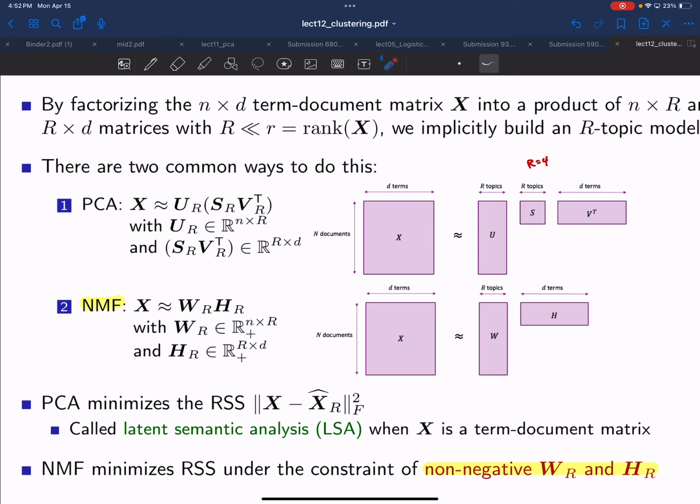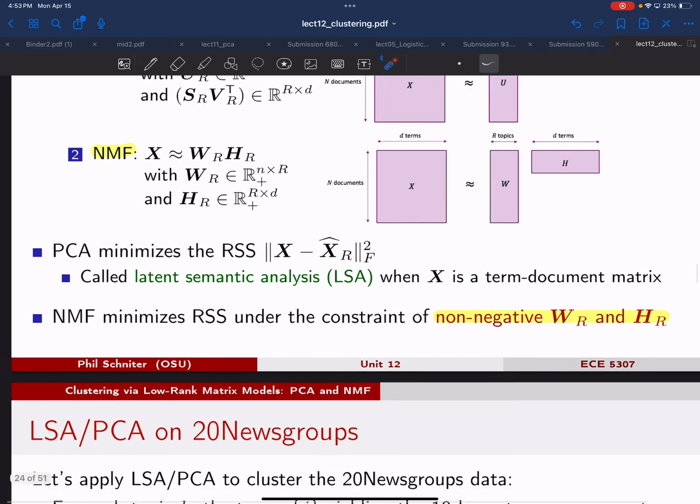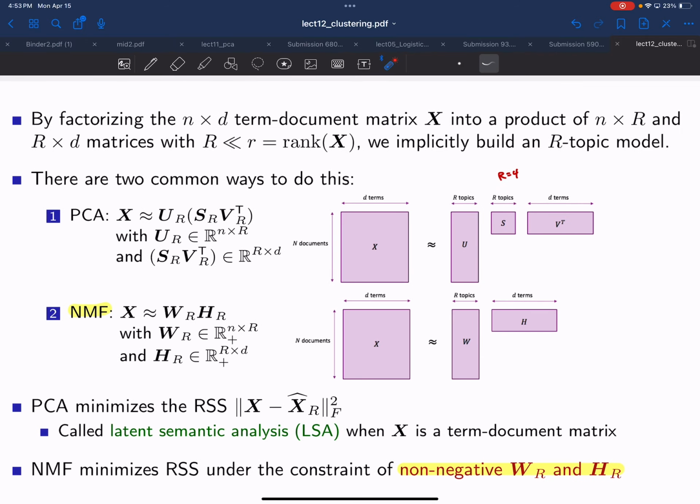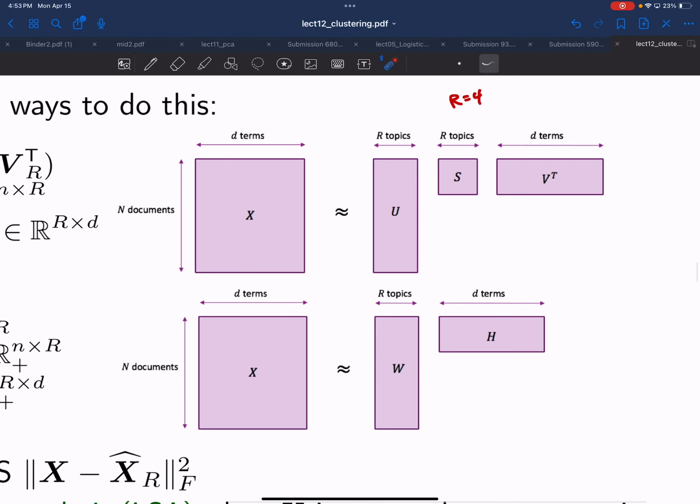It's a little bit more difficult to solve for NMF. I think I have a slide on this. Yeah, we'll talk about this in a moment. But again, conceptually, we're doing the same thing. We're essentially saying this term document matrix, somehow all the terms or all the documents in there should live in an R-dimensional subspace, and all the terms should live in an R-dimensional subspace.